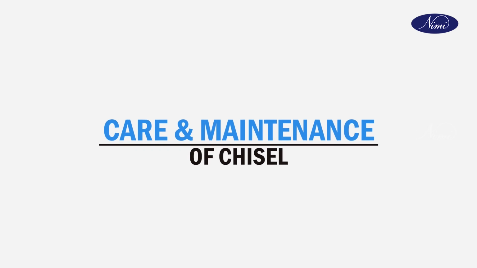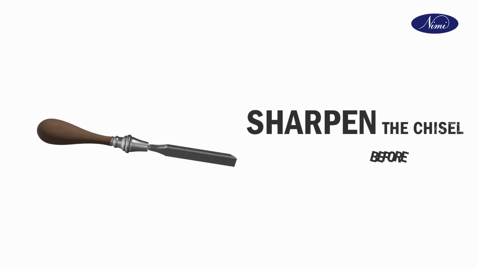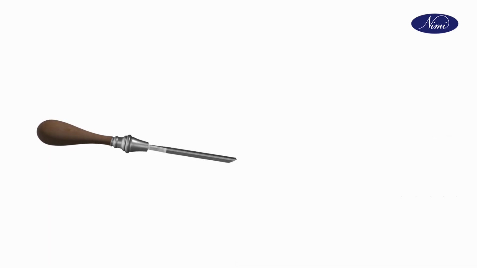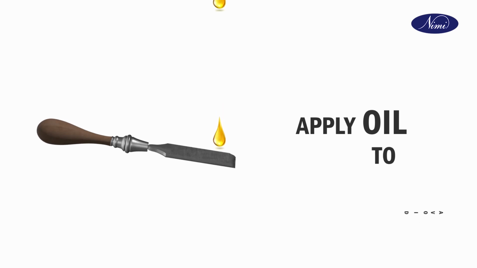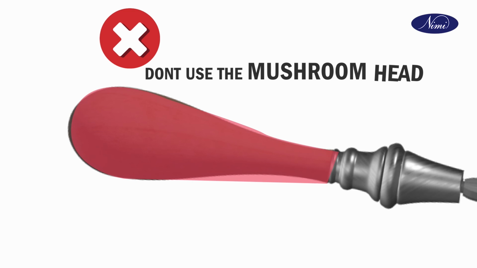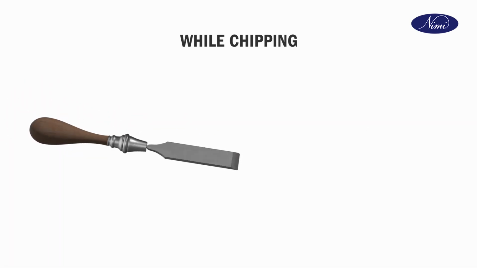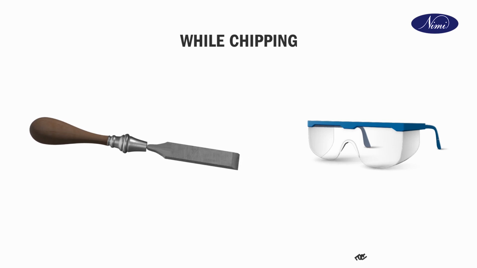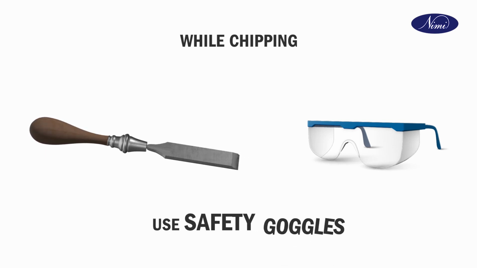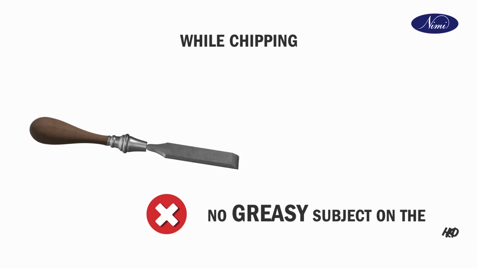Next, we will see the care and maintenance of chisel. Number 1, sharpen the chisel before use. Number 2, apply oil to avoid rust. Number 3, don't use the mushroom head of chisel. Number 4, while chipping, use safety goggles. Number 5, while chipping, there should be no greasy substance on the head of the chisel.